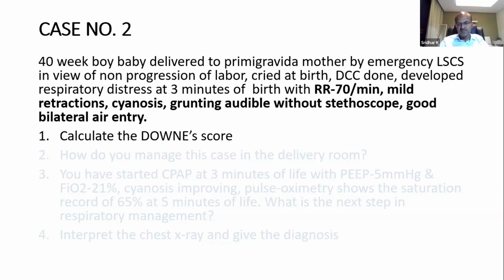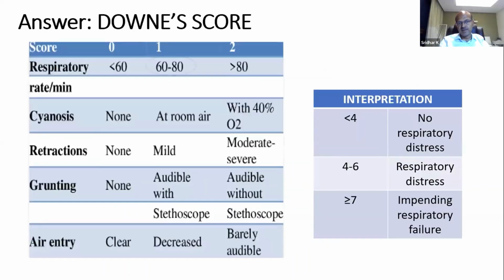Yes. So for the Downe score, respiratory rate of 70 is 1. The child is having cyanosis, that is 1, and retractions are there, again 1, and grunting is there without stethoscope, and bilateral air entry is good, so 0. Dr. Netra, you can go ahead. Yes, sir.